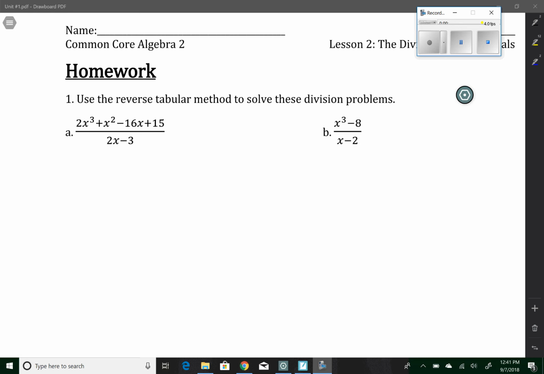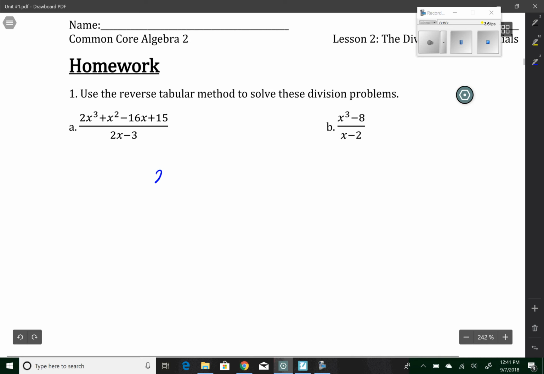Alright everybody, welcome to the video here for lesson number 2 on how to divide polynomials. Again, in class you learned how to do this 2 different ways. To be able to divide, you can either use the tabular method or long division. So let's start here with some tabular method questions.